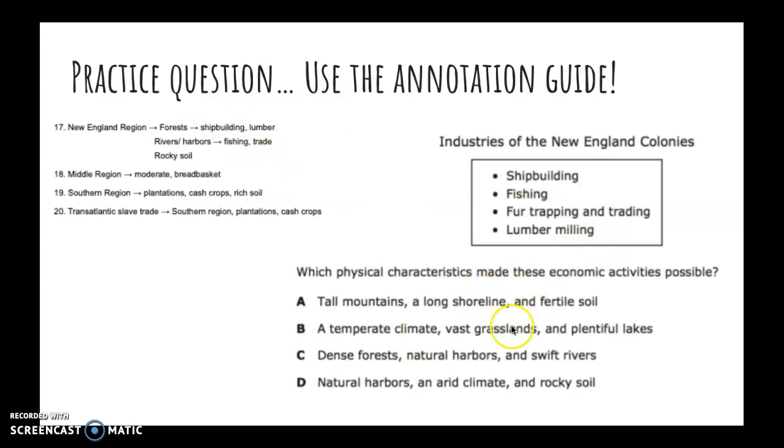All right, use the annotation guide. Which of these is the best answer? Hope you got it right.